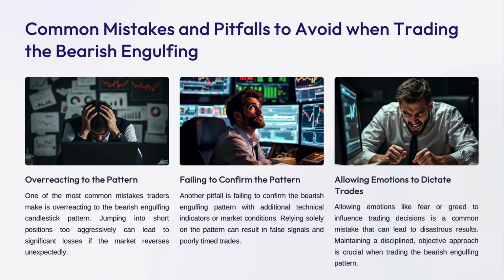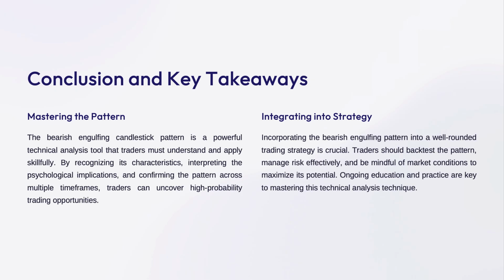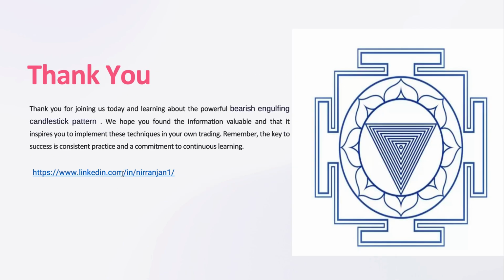So apart from that, what I can say is: master the pattern, integrate it into your strategy, and boom, it's like Arjuna has multiple astras. This is one of the good things you have seen. 80% probability is happening.